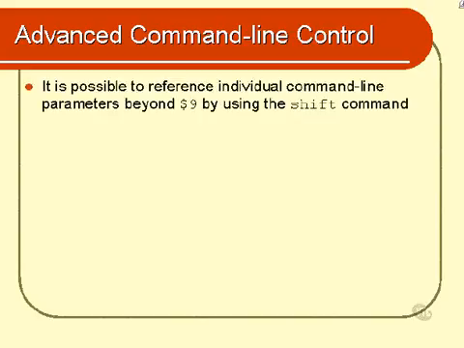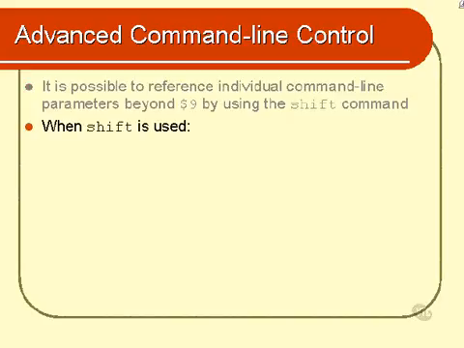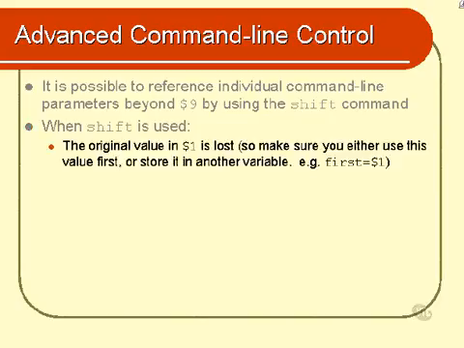Well, there is a special command that you can invoke called shift that actually allows you to reference those individual command line parameters beyond $9. It works like this. When you call the shift command just by itself, just the word shift on a line by itself, the following things happen. Whatever value you happen to have in $1 is lost. It's just gone. So if you actually wanted to use that variable, you would probably want to copy it into another variable before you call the shift option.